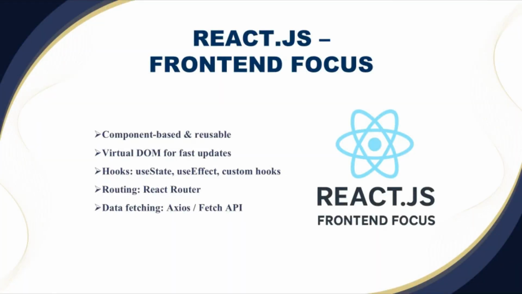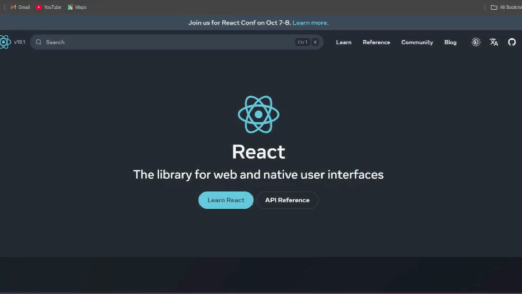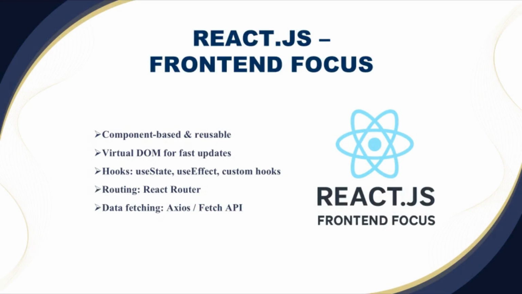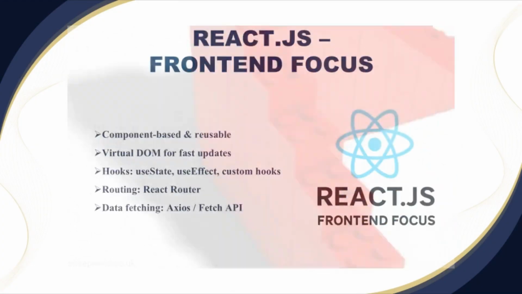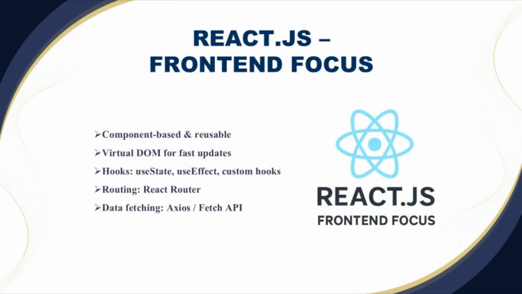Now let's start with the front-end part of the MERN stack, that is React.js. React is a JavaScript library developed by Meta that is used for building fast, dynamic, and responsive user interfaces. It is component-based and reusable. At the core of React is the idea of components. Think of components as Lego blocks, small reusable pieces that come together to build an entire UI. For example, a button, a form, a card, or even a whole page each can be a component.